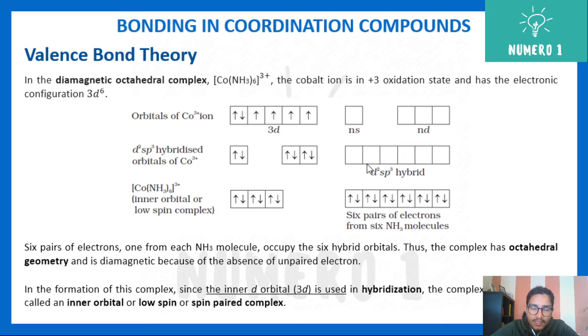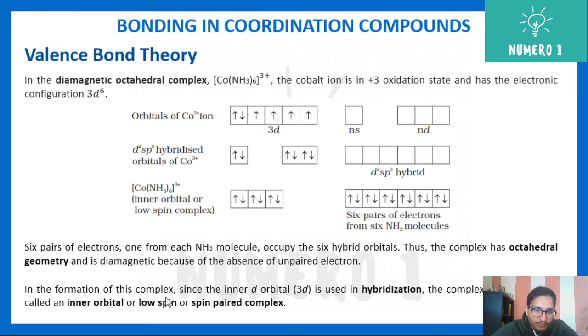Okay, so this is your d2sp3 hybrid. Two 3d orbitals, the s orbital, and three p orbitals are making your hybrid. And ultimately your ammonia, whenever it is coming as a ligand, will give 6 pairs of electrons in this hybrid orbital of cobalt. Okay, so this is how it is a diamagnetic octahedral complex. The 6 pairs of electrons, one from each NH3 molecule, will occupy 6 hybrid orbitals. Thus, the complex is octahedral in geometry and diamagnetic because there is an absence of unpaired electrons.